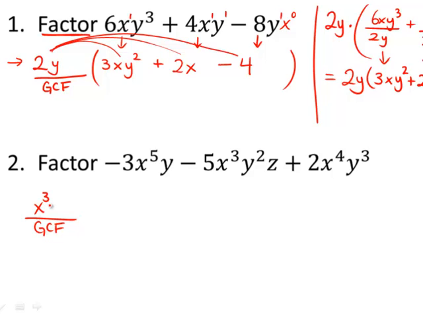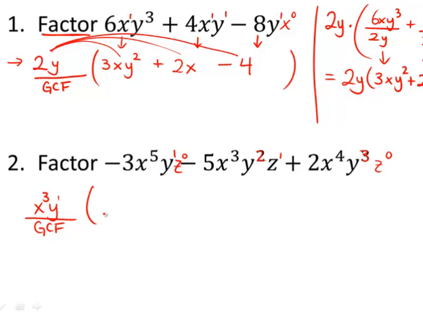How about our y term? Y is to the 1, to the 2, and to the 3. So to the 1 will be the greatest common factor because it will divide out of all 3 terms. And z, there's z to the 1, z to the 0, and z to the 0. So no z's can come out of all 3 of them.